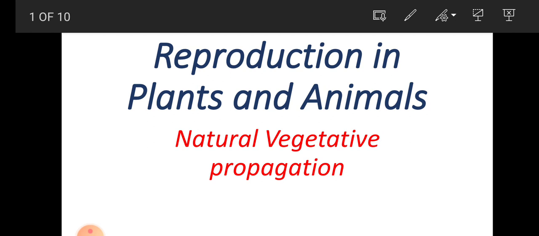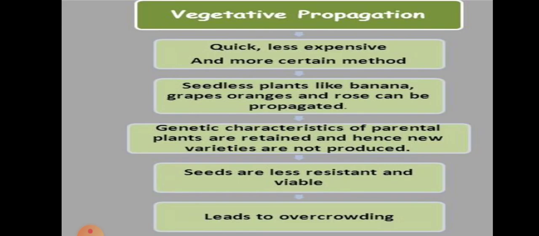In the last class we have studied natural vegetative propagation. It takes place in different ways: we have seen propagation by leaves, propagation by roots, and propagation by stems. Already we have studied this in the last class. So today we will talk about the advantages and disadvantages of natural vegetative propagation.